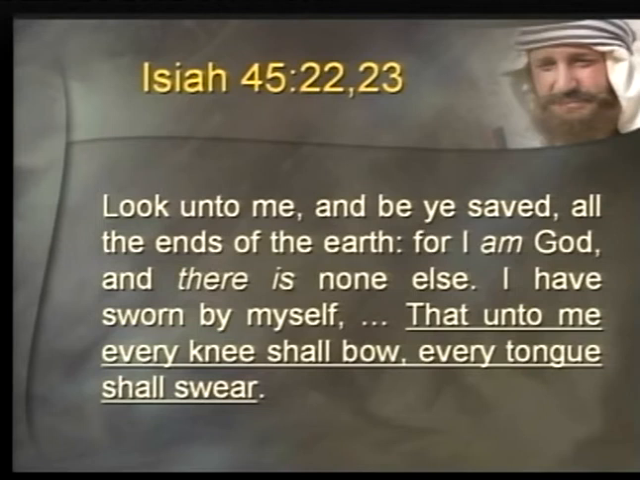Have a look what Isaiah promises in chapter 45, verse 22 and 23. He says, "Look unto me, and be ye saved, all the ends of the earth. For I am God, and there is none else. I have sworn by myself, that unto me every knee shall bow, and every tongue shall swear."